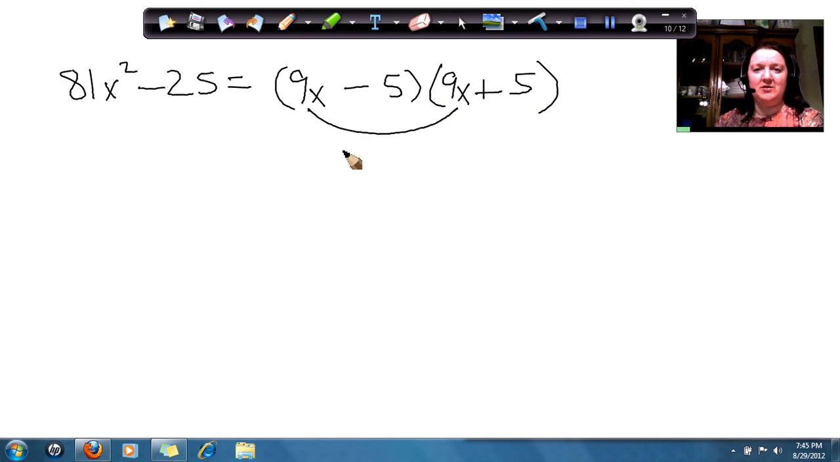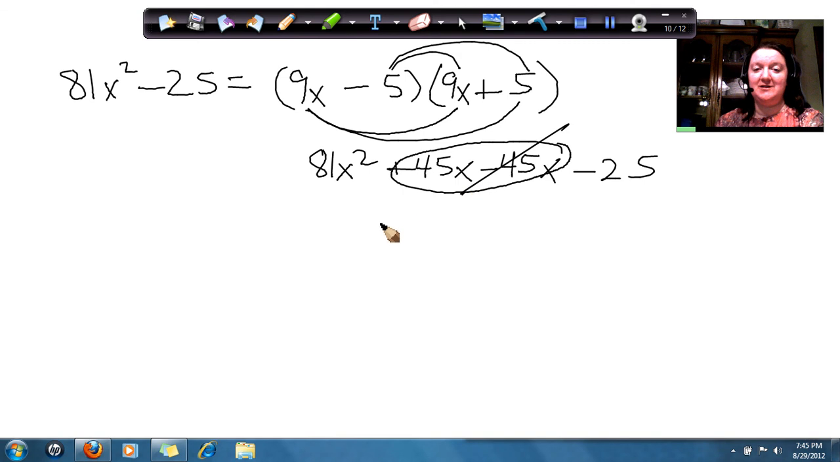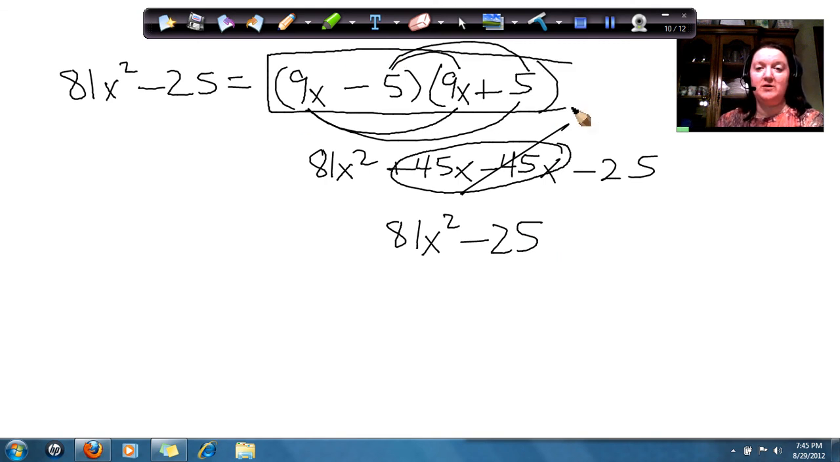So let's look at multiplying those together. That's going to give me 81x squared. My outside will give me plus 45x. If I look at my inside terms, it's minus 45x. And if I look at my last terms, it's minus 25. You'll notice again that these terms conveniently cancel each other out. So we're left with 81x squared minus 25. So I know that my factorization was correct. Let's look at another example.